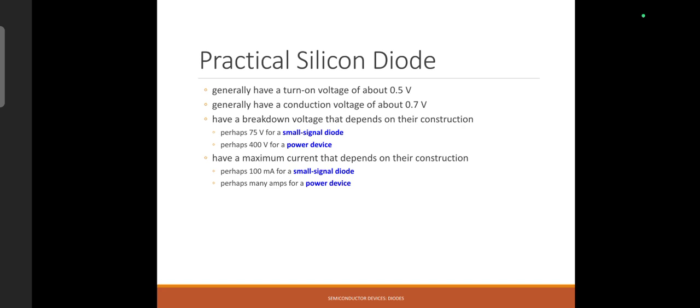Real silicon diodes are not ideal, so we'll see what a practical silicon diode is. A practical silicon diode requires approximately 0.7 volts before it starts conducting properly. This is called the forward voltage drop. And every diode has a maximum current rating and a breakdown voltage. These values depend on the design and application of the diode. When designing electronic circuits, engineers always select a diode with suitable voltage and current rating.